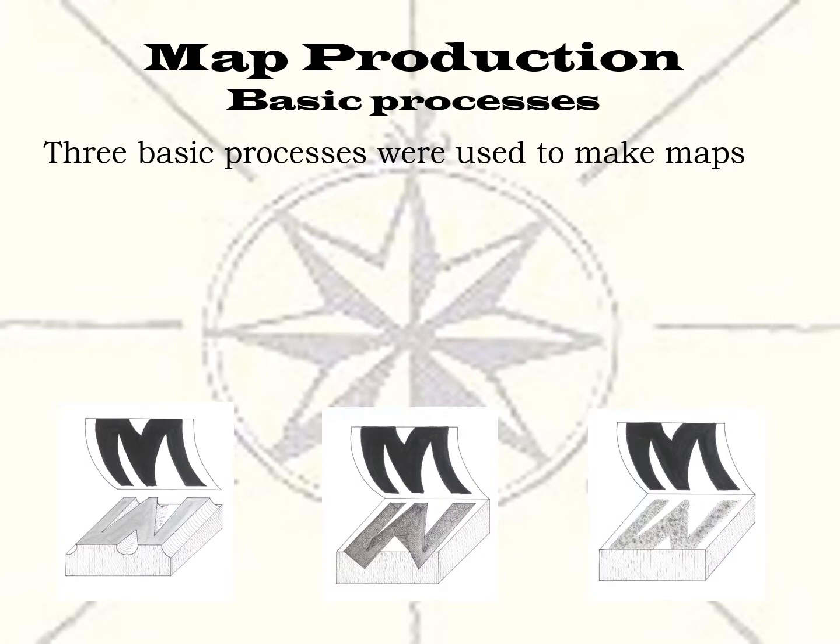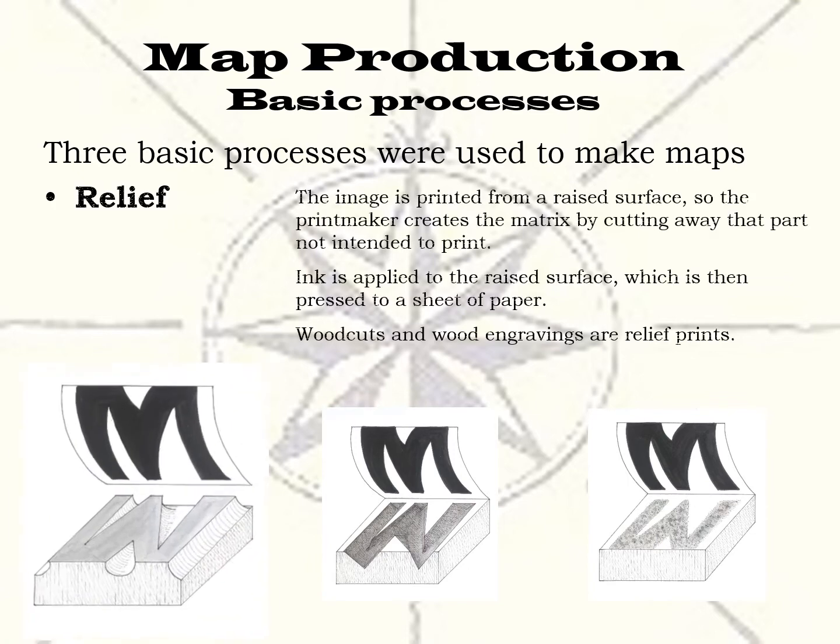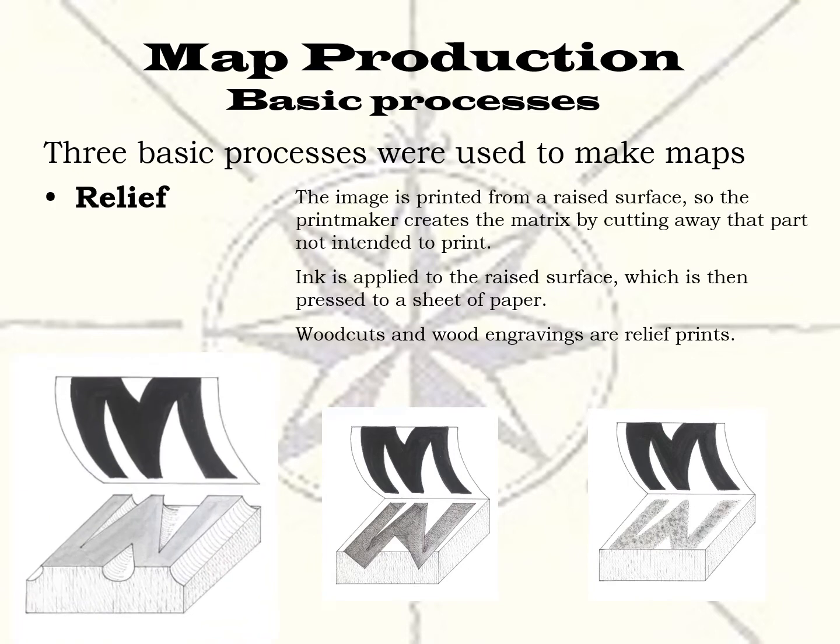So, how were printed maps produced? There were 3 basic processes used. The first type of map are those made by a relief process. In a relief map, the image is printed from the raised surface on the matrix, so the printmaker creates the matrix by cutting away that part which he does not want to show in the image. The ink is applied to the raised surface of the matrix, which is then pressed onto a sheet of paper. Examples of relief prints are woodcuts and wood engravings.